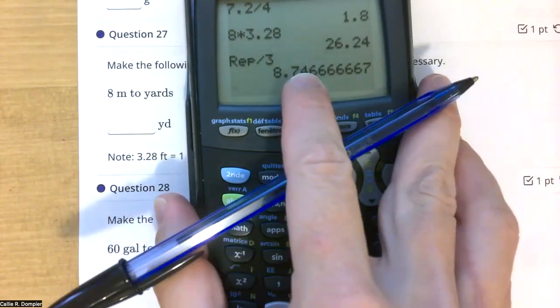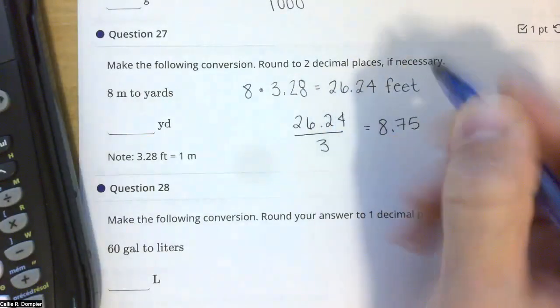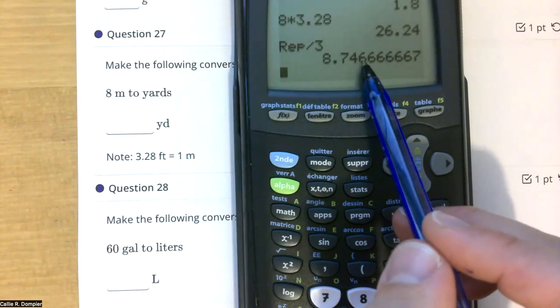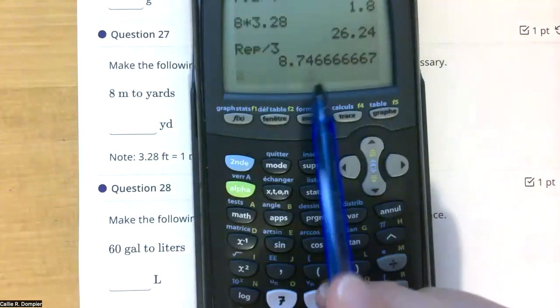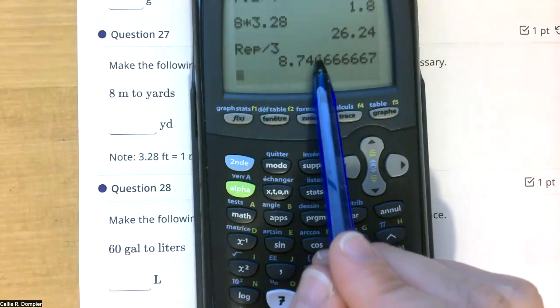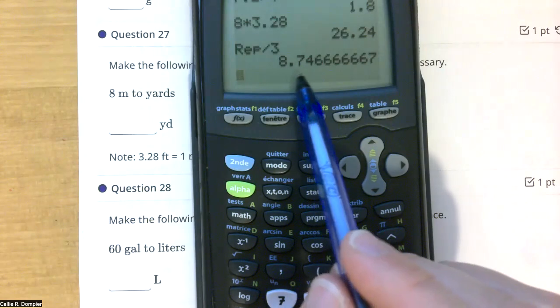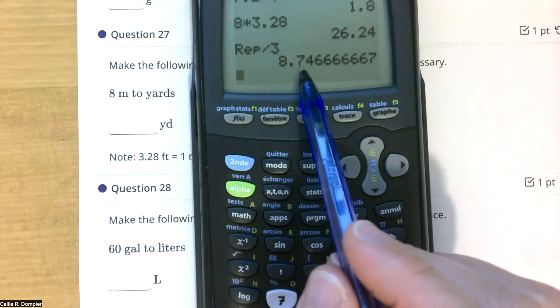8.75. I'm going to round that to 8.75. Why would I round it that way? Because if that digit is 5 or bigger, it becomes 1 greater. Here's a better way to say it: 46 is closer to 50 than it is to 40, so we're going to call it 50. 8.750.